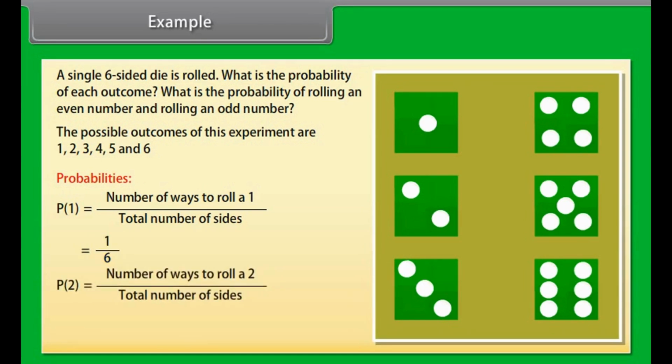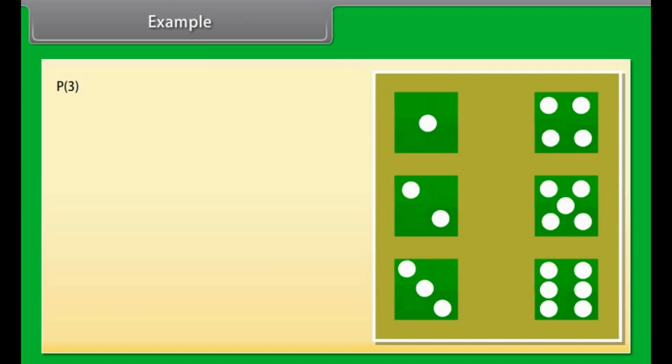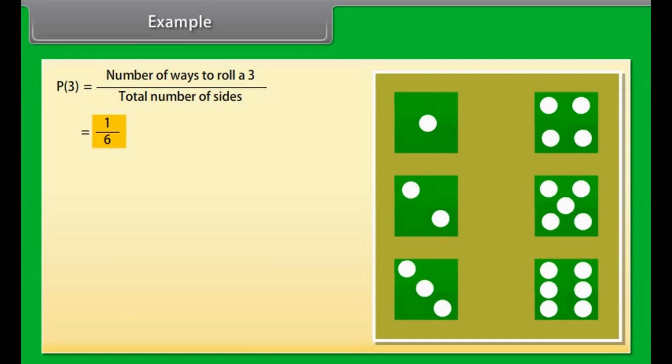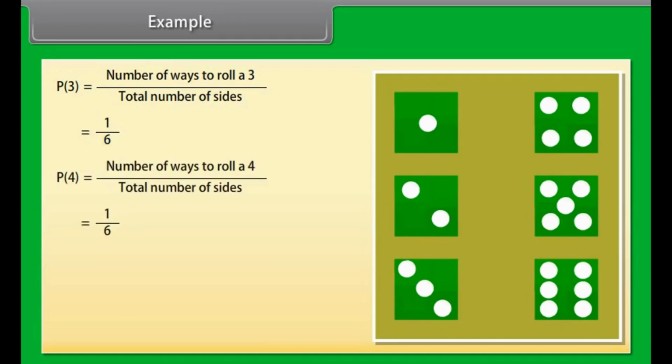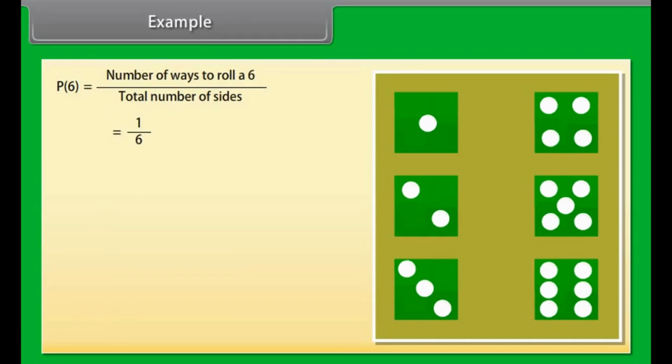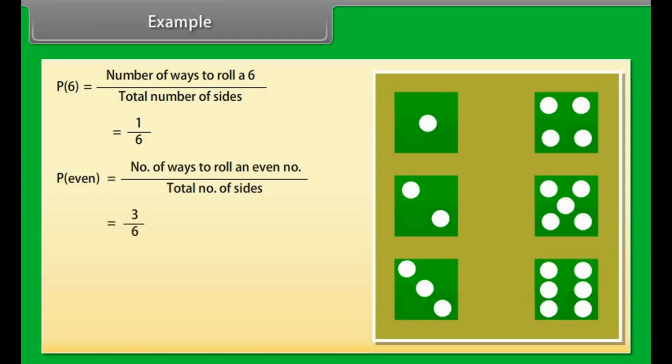Probability of 2 is number of ways to roll a 2 by total number of sides is equal to 1 by 6. Similarly, the probability of 3 is number of ways to roll a 3 by total number of sides is equal to 1 by 6. In the same way, we will find the probabilities of 4, 5, and 6. Now we can see that the ways to roll even numbers is 3. We can find the probability as P(even) is equal to number of ways to roll an even number upon total number of sides, which is equal to 3 upon 6, which is 1 upon 2.